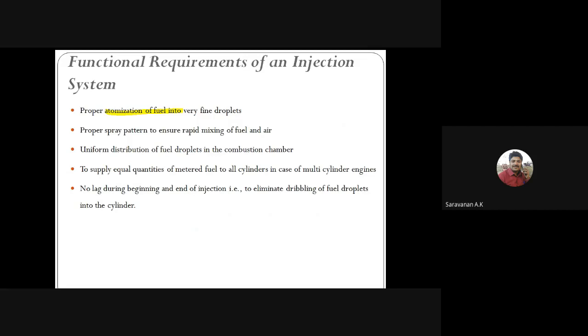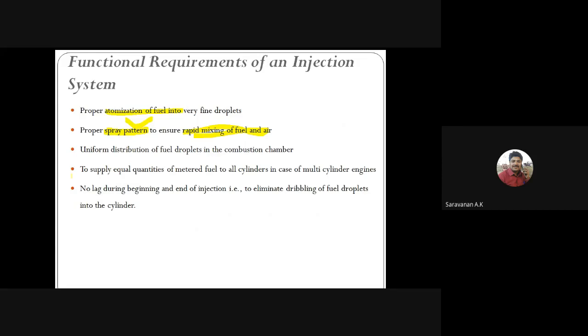Then the spray pattern, right? The spray pattern is very important. Why? Because the spray pattern will affect the burning, right? If the spray pattern is good, we can get a normal burning. Otherwise we can get abnormal burning. So we have to ensure that the spray pattern is good for the rapid mixing of the fuel and air in the cylinder of the engine.